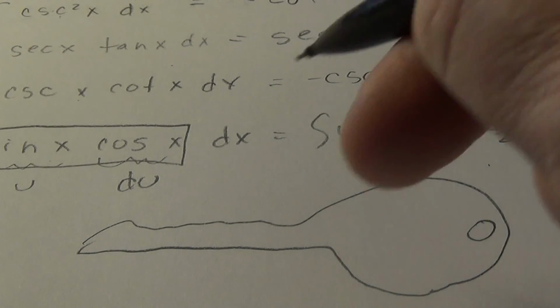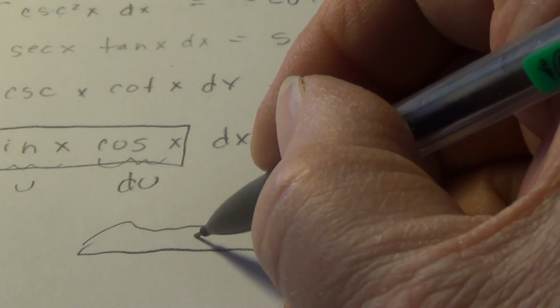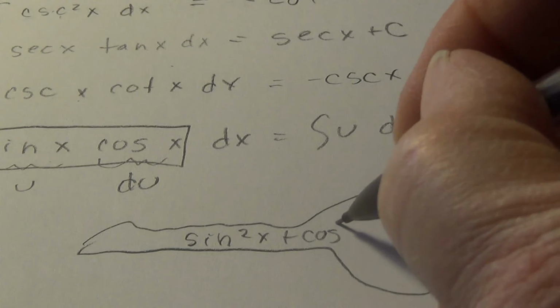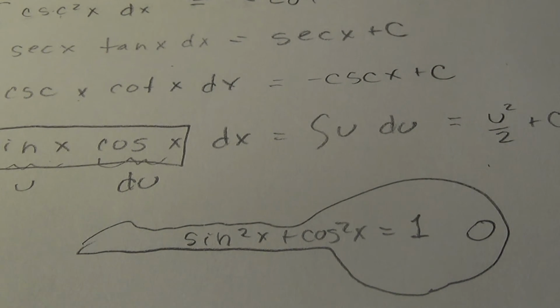And the key trig ID that we need for the rest of this lesson: sine squared x plus cosine squared x equals 1. So that's a blast from the past. So hang on to that key because we are going to use it.